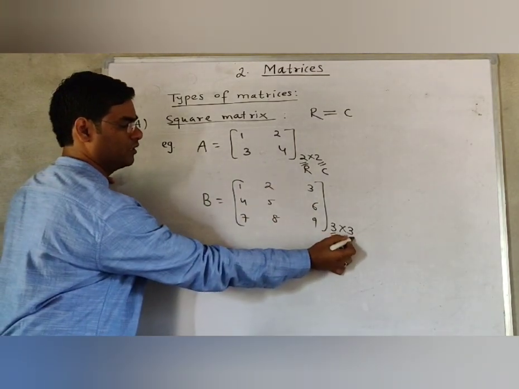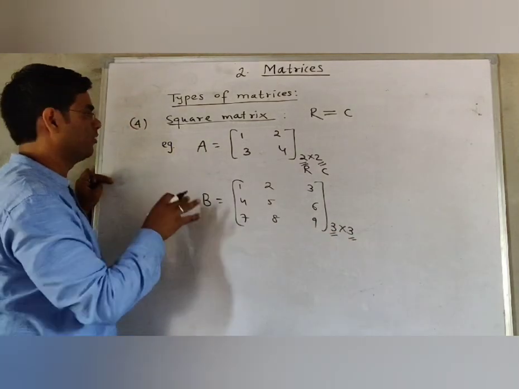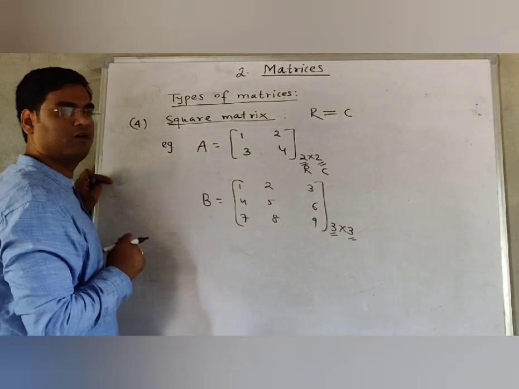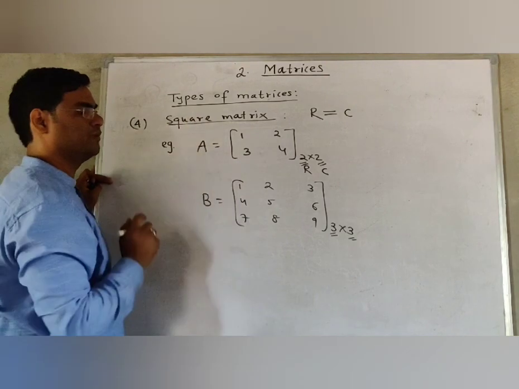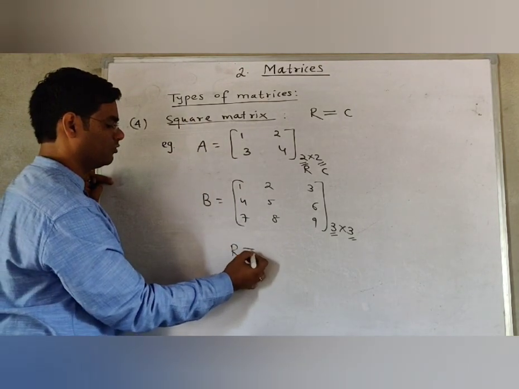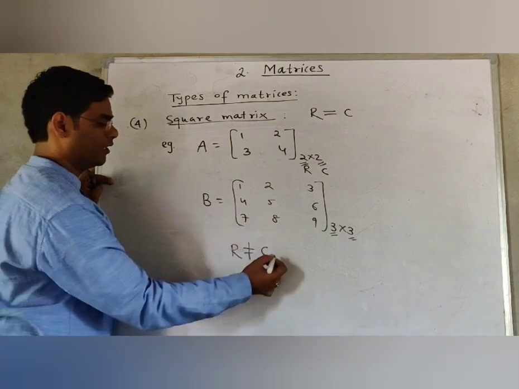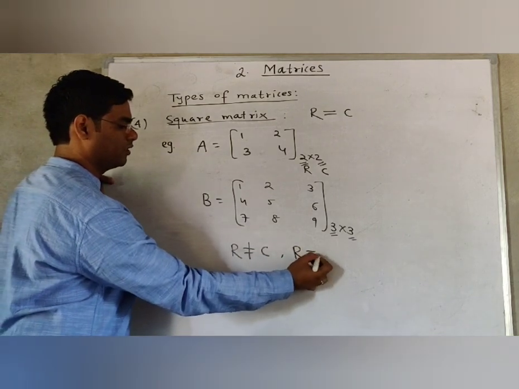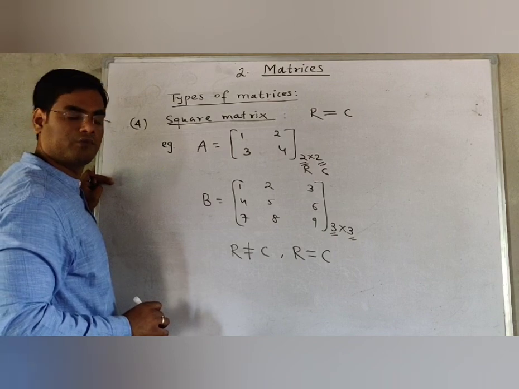Here the number of rows and number of columns are equal. Therefore this matrix is what? It is an example of a square matrix. Now what is the difference between a rectangular matrix and a square matrix? In a rectangular matrix, the number of rows is not equal to the number of columns, but in a square matrix, the number of rows is always equal to the number of columns.